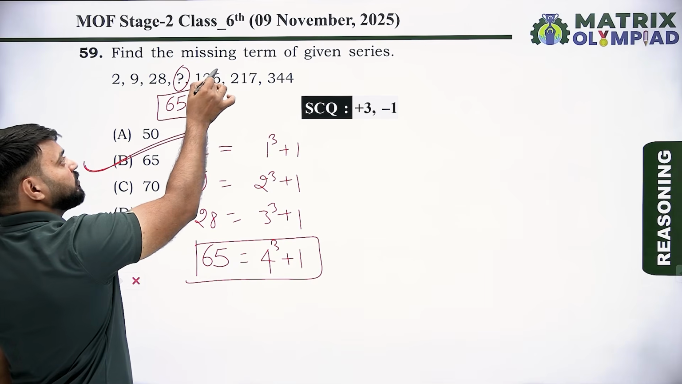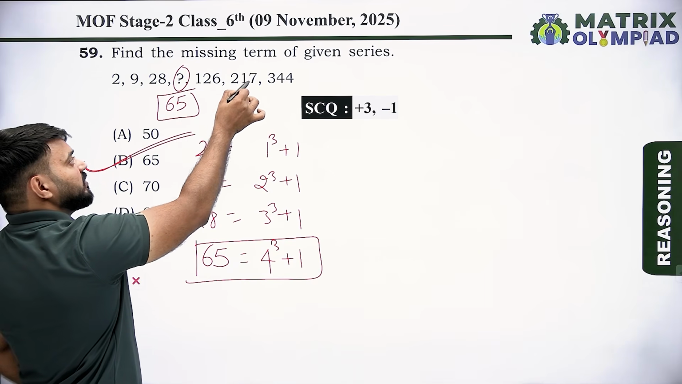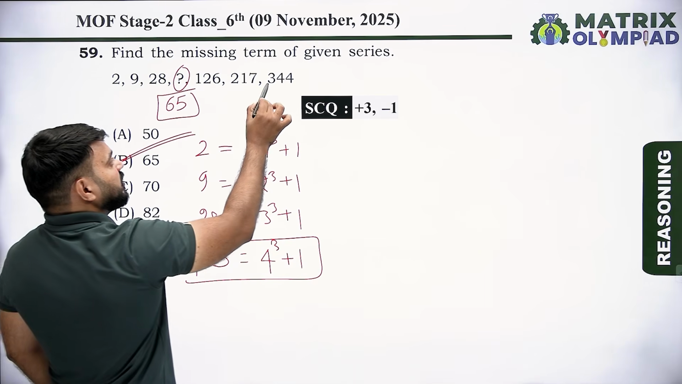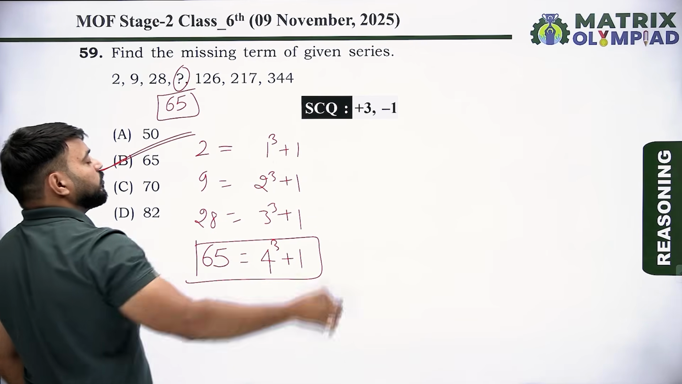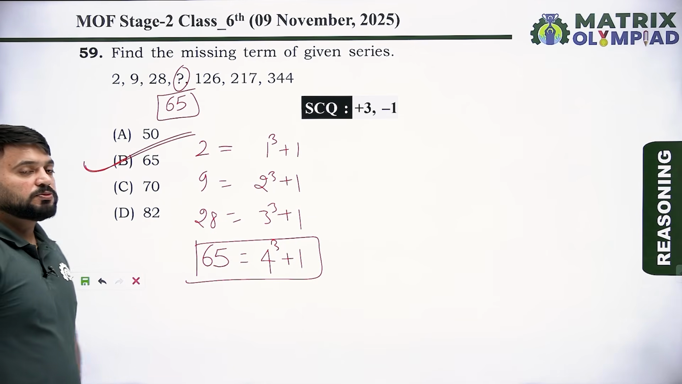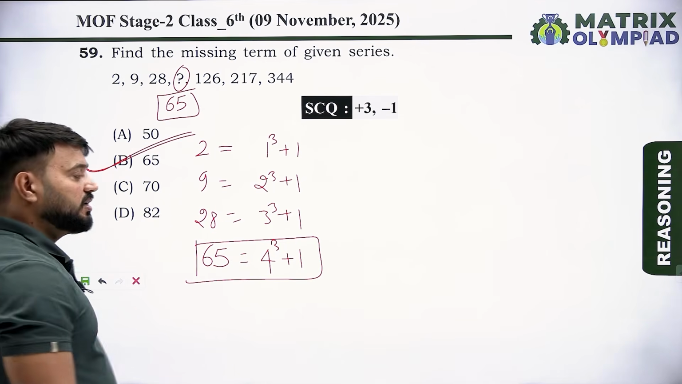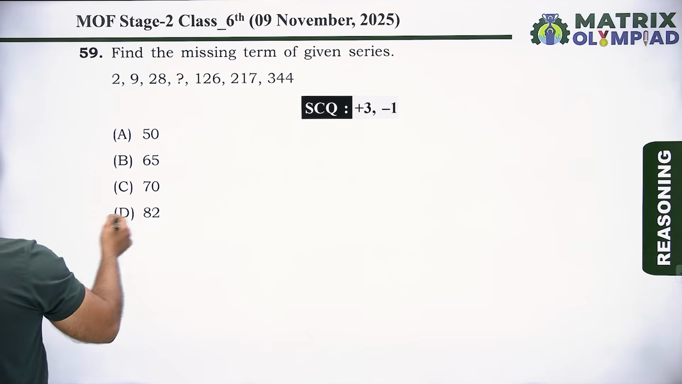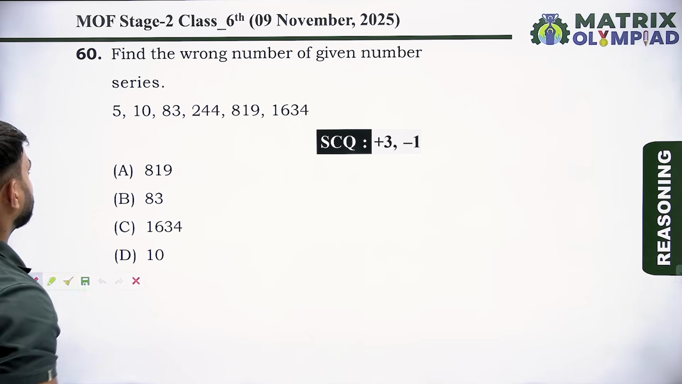126 means 5 cube plus 1. 217 means 6 cube plus 1. 344 means 7 cube plus 1. So now here option B is the correct answer. Let's move on to the next question. So now next question is question number 60.